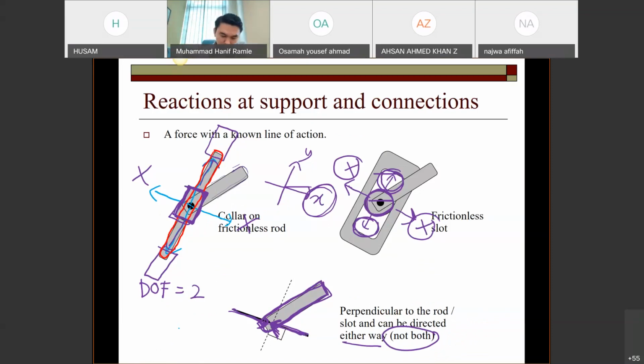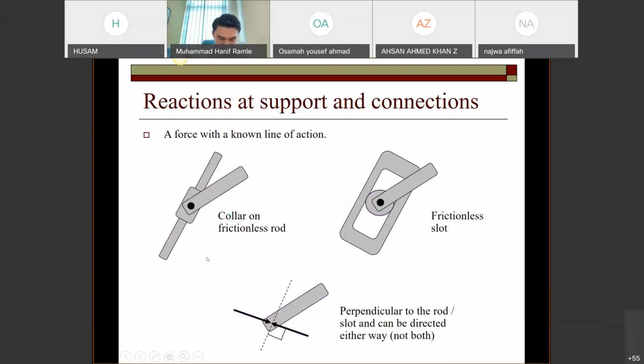So if we want to know about DOF for the other part, we can discuss right now. Let's say I'm choosing this one, this rigid body. So how many DOF for this system?